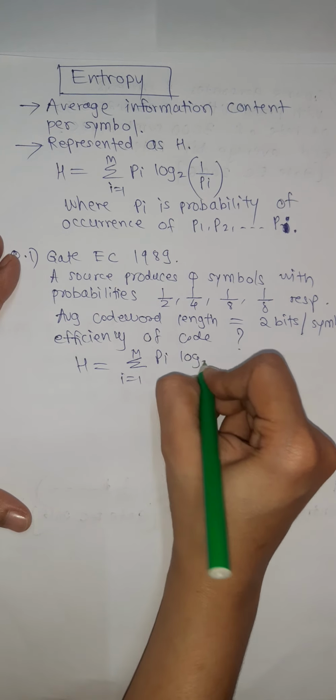Now here efficiency of the code is asked. So to find efficiency, eta is equal to H upon L, where H is entropy and L is average code word length. Here entropy we have found out 1.75 bits per symbol, and average code word length is 2 bits per symbol. So efficiency will be 1.75 divided by 2, that is 0.875, or we can write 87.5%. So efficiency of the given code word is 87.5%.